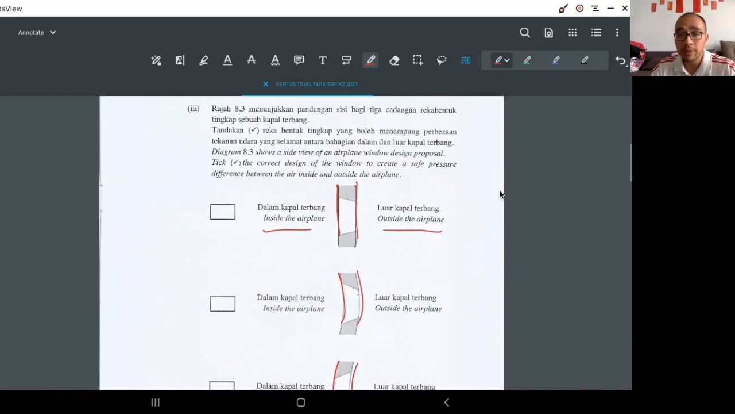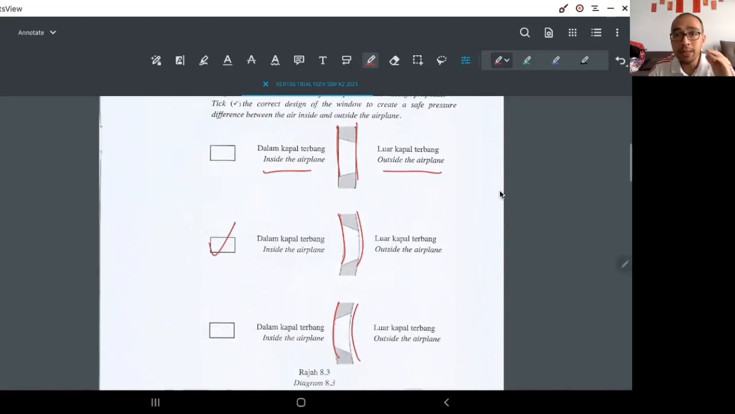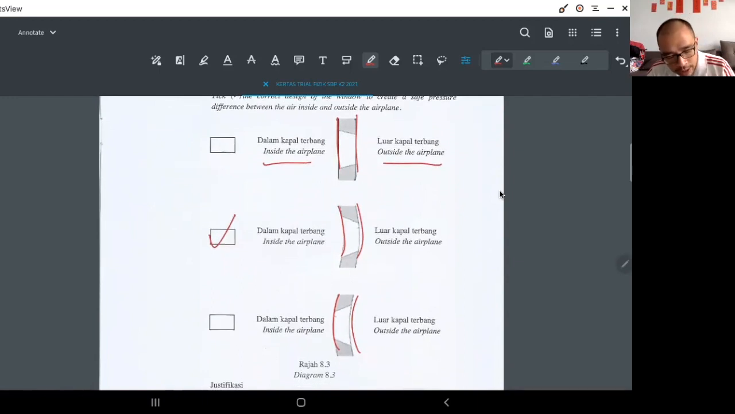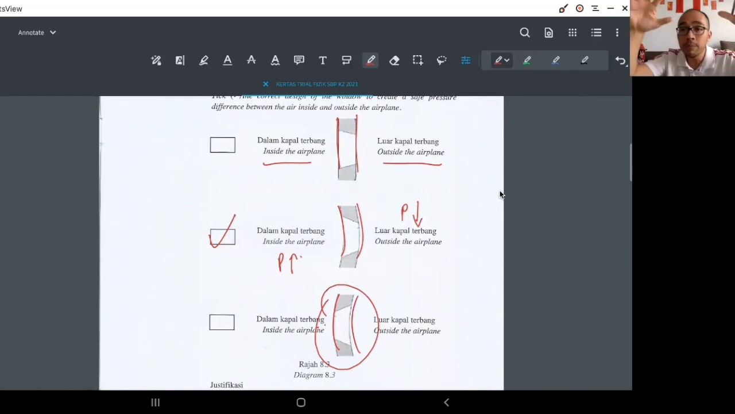Okay, now, because of lack of time, I'm just going to give the answer. This is, of course, the best answer. Because remember that inside the aeroplane, the pressure is high. Outside the aeroplane, the pressure is low. So we don't want this. Because if this happens, the plane is going to get pushed. But if we give the shape like this, its shape is already curved like this. So the pressure is already pushing outside, so it doesn't push extra.